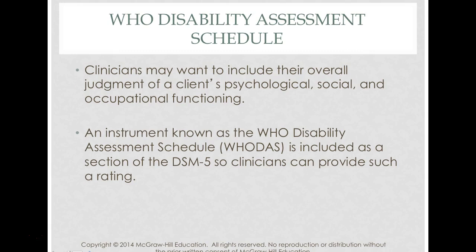Also, there's the World Health Organization Disability Assessment Schedule, and we call it the WHODAS, and this is included as a section in the DSM-5. So this is sort of an instrument to show how functional somebody is. It is a good way to judge their psychosocial, social, and occupational functioning.